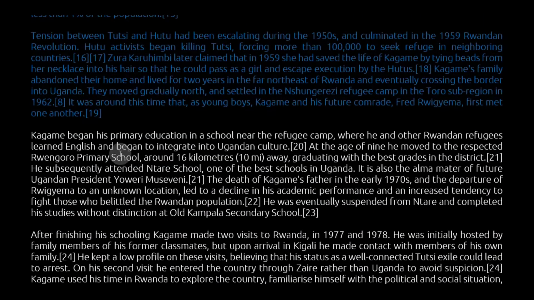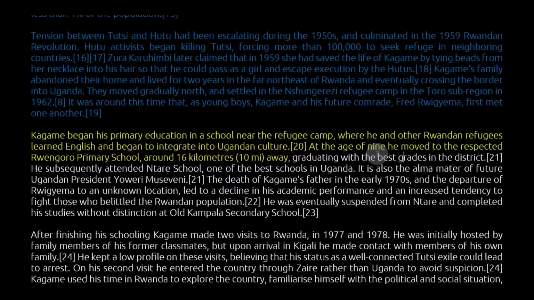Kagame began his primary education in a school near the refugee camp where he and other Rwandan refugees learned English and began. So this is what he did. It's now, because he was now a little boy, he was able to make his own little decisions and actions. So this is an action. So let's give it yellow.